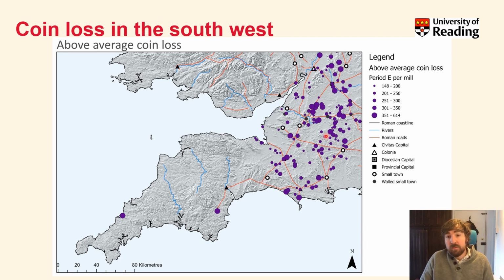And I think this also highlights trends that you can see within the data itself. So you can see areas where there's an increase in coin loss, such as in North Wiltshire, but also you can see very few coins that have been lost in areas that have been linked to showing a gradual decline from the years 350, and this will be visible in the next slide.